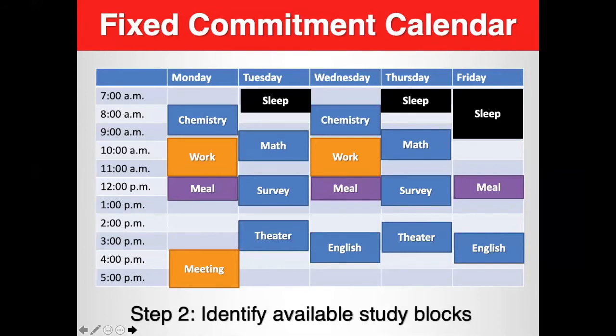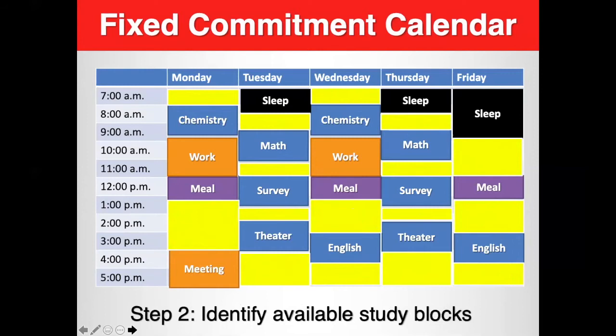The second step of making a fixed commitment calendar is identifying available study blocks. The point of a fixed commitment calendar is to identify available spaces and not just the chaos of working all the time. After identifying those available study blocks, students often feel less overwhelmed with their schedule and more in control of the time that they have available.